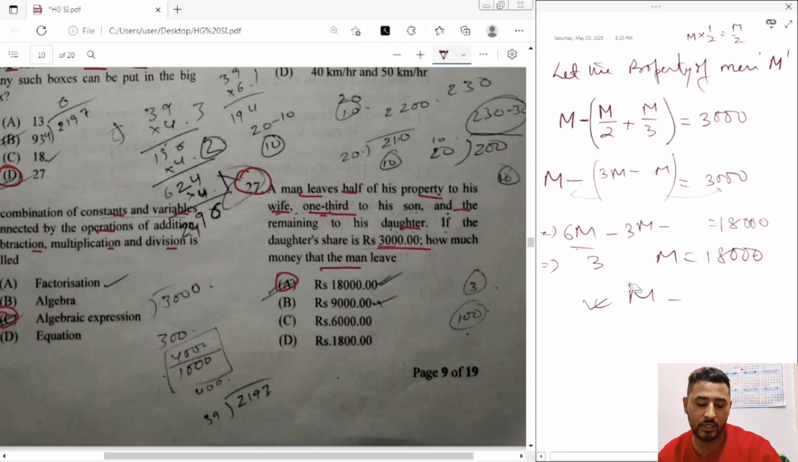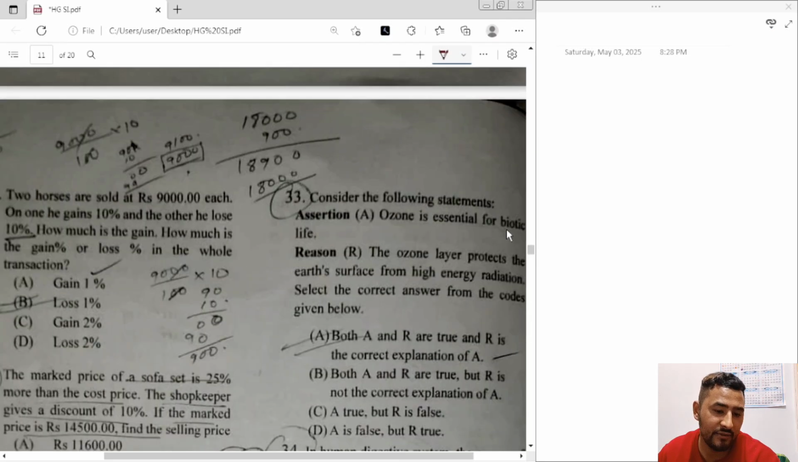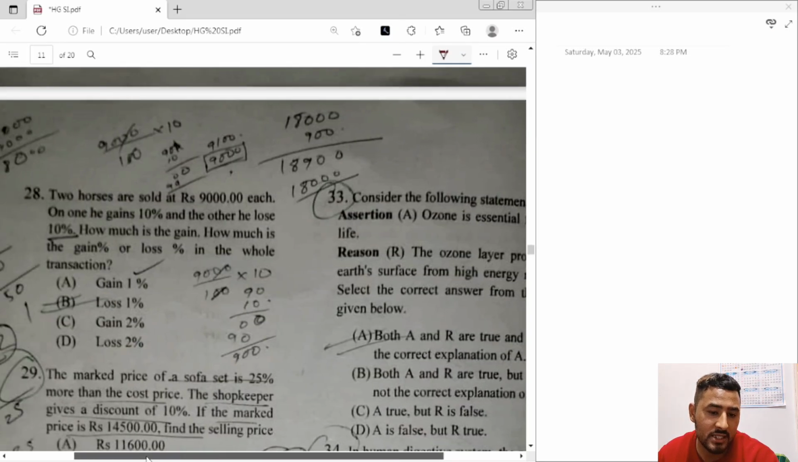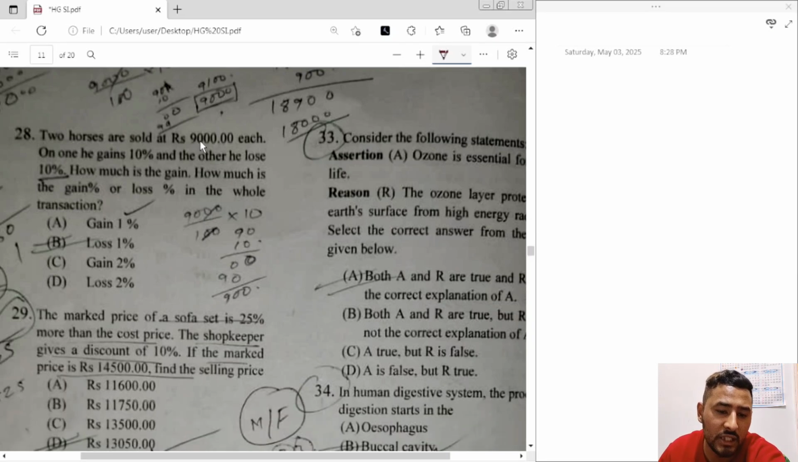Okay, let's go to next question. That is question number 27. Question number 27 says 2 horses are sold at rupees 9,000 each. On one he gains 10% and on the other he loses 10%. How much is the gain percent or loss percent in the whole transaction?